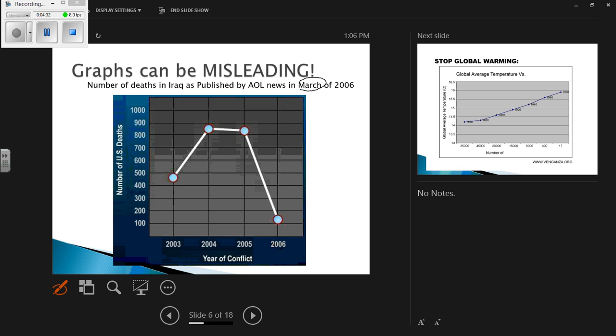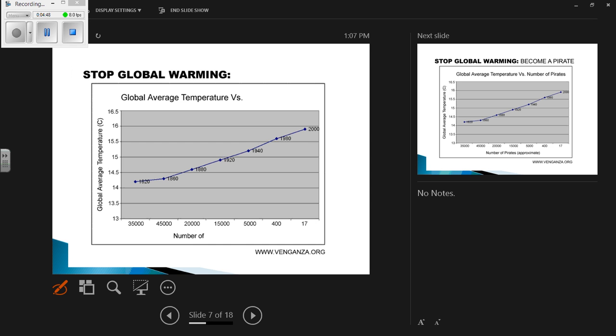So the thing that's kind of scary about a graph like this is that all of a sudden this was published, thrown out there for people to see and read and draw conclusions about, and it's very, very misleading in the fact that there's a big chunk of the year missing. We look at this one in class.